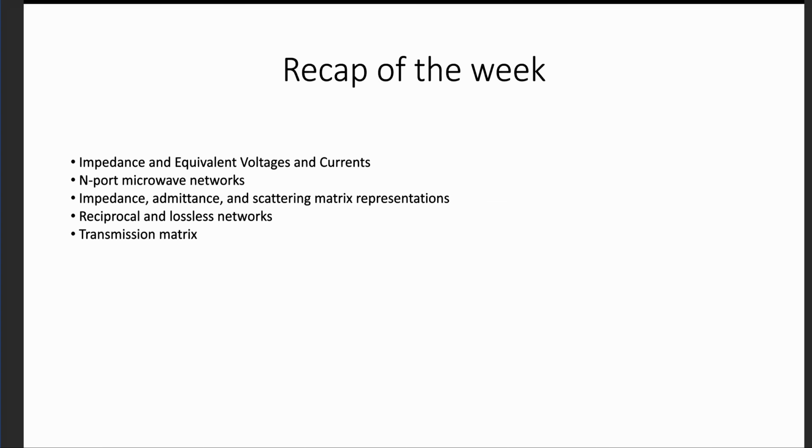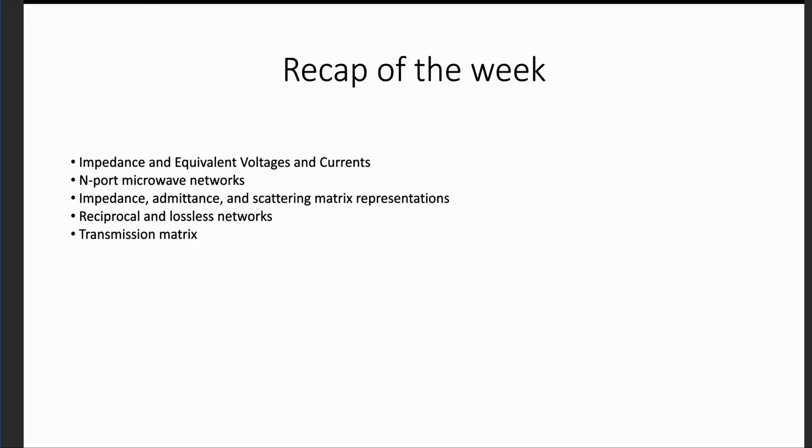Okay, so with that, let's first recap what you learned last week. First, you learned how to write the equivalent voltages and currents for TM and non-TM supporting circuits. Then you learned about N-port microwave networks, and how to write the admittance, impedance, and scattering matrix for a given two-port network; the same is valid for N-port networks. Then you learned how to describe a circuit if it's reciprocal and lossless, and what the conditions are for a circuit to be reciprocal and lossless.